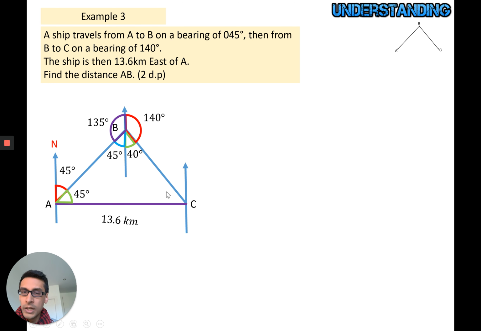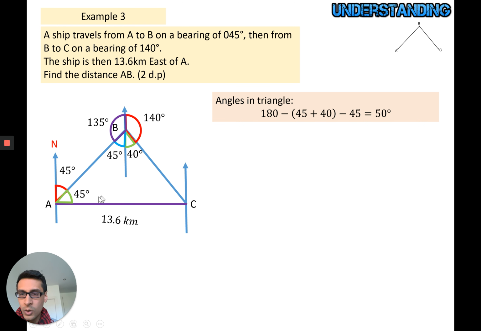And then I can also work out the missing angle here, because this angle is in a triangle. So this angle here will be 180 take away the three other inside angles, so you have 50 degrees. This makes the question way, way easier to work out.